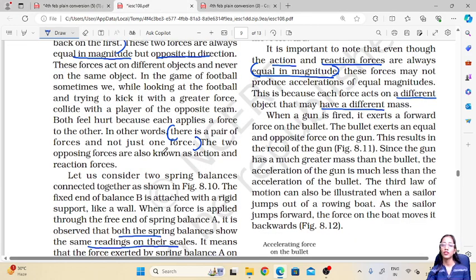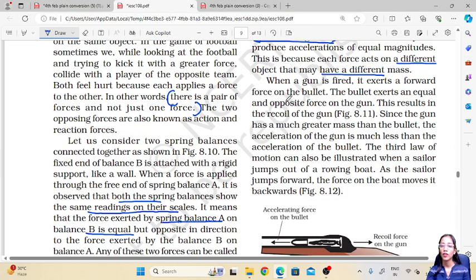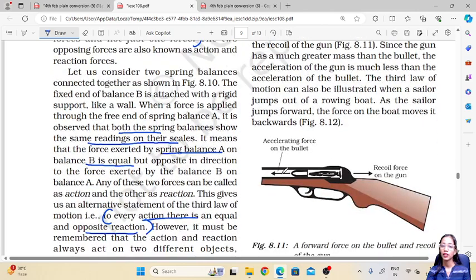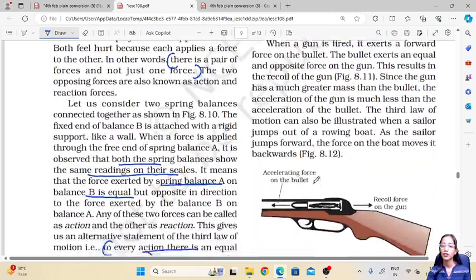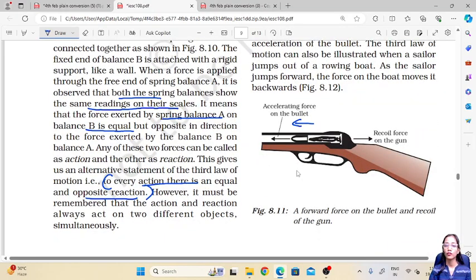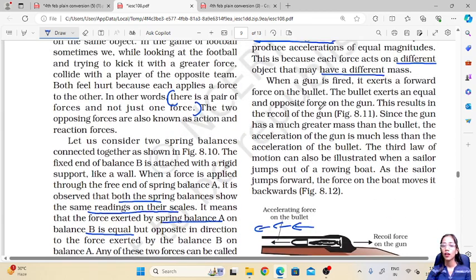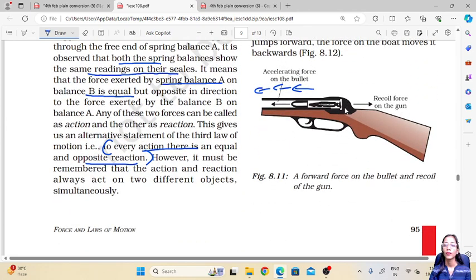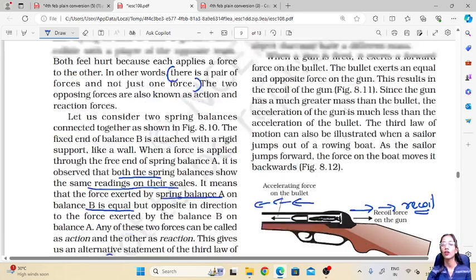So from this we can see this example. When a gun is fired, it exerts a forward force on the bullet. The bullet goes outside, right? This is the forward force. Similarly, the bullet follows the third law of motion and exerts an equal and opposite force on the gun. So the bullet is exerting an opposite force on the gun, which causes the recoil of the gun.